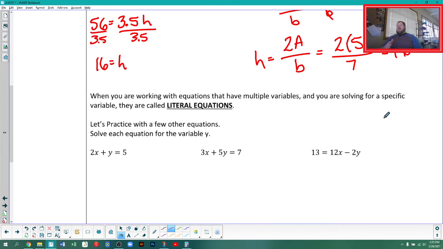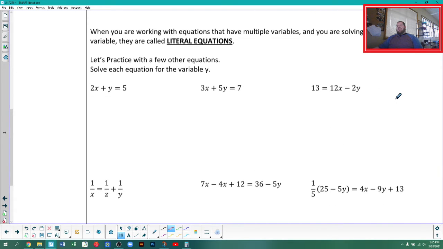Okay, let's look at how that might look in a math environment if I had things with multiple variables with some numbers scattered in there, and I wanted to solve those equations. We're going to solve all these for y. They're all written in different forms, and we want to solve them just for y. So here's how we do that. Really, we're just solving the equation for y.